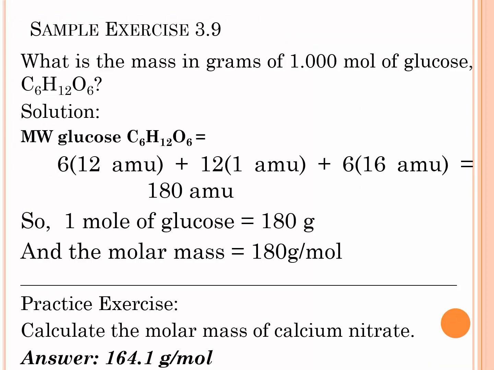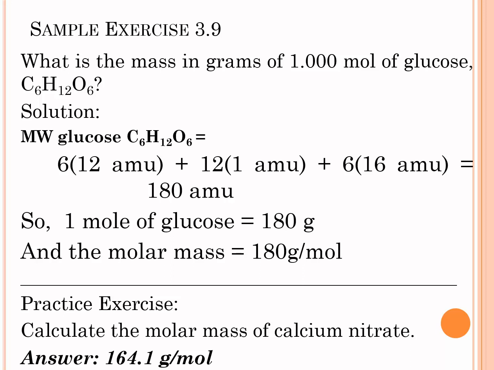Now here we look at this sample exercise. What is the mass in grams of 1 mole of glucose? Again, the molecular weight of glucose is found by adding the sum of atomic weights of elements or atoms. We have 6 carbon atoms times 12 plus 12 hydrogens times 1 plus 6 oxygen times 16. The total is 180 AMU, and so 1 mole of glucose weighs 180 grams, and the molar mass is 180 grams per mole.